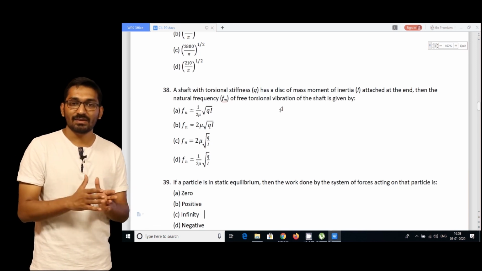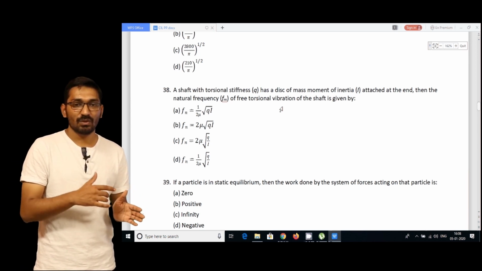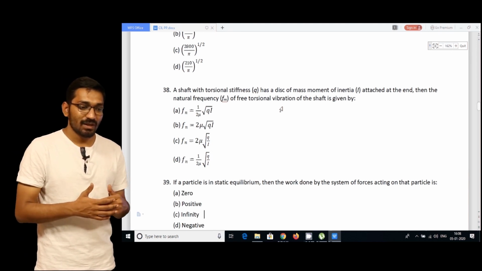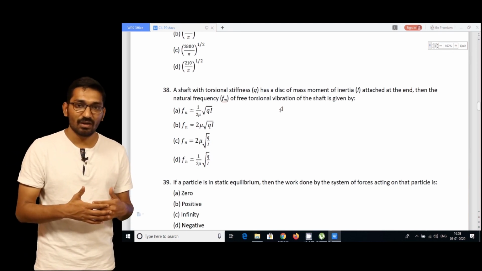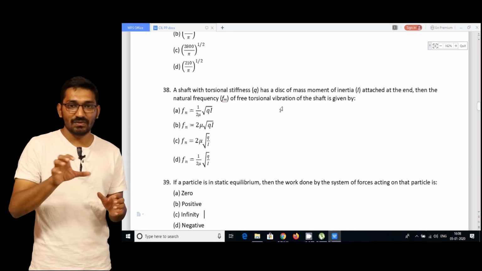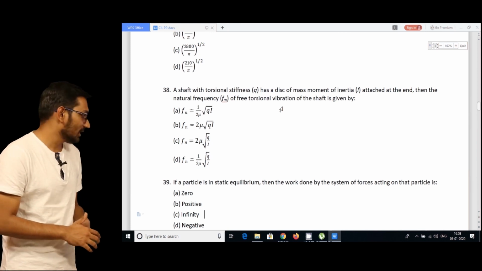When a spring and mass system is attached, then the angular frequency will be under root K by M, and if torsional vibration is there, then it will be under root torsional stiffness upon, instead of mass, the moment of inertia.